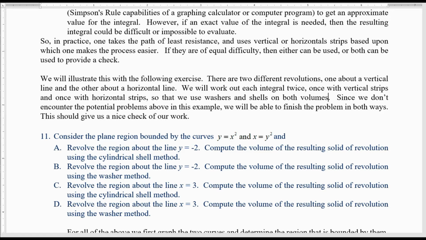In part A, we're going to revolve the region about the line y equals -2. Same thing for part B. But in part A, we're going to find the volume of the resulting solid of revolution using the shell method, cylindrical shells, and we're going to use the washer method in part B. And in parts C and D, we're going to revolve the region around a vertical line, the line x equals 3. In part C, we're going to get the volume of the resulting solid of revolution using the shell method, and we're going to use the washer method in D. So if we do it correctly, the answers for A and B should be the same, and the answers for C and D should be the same.